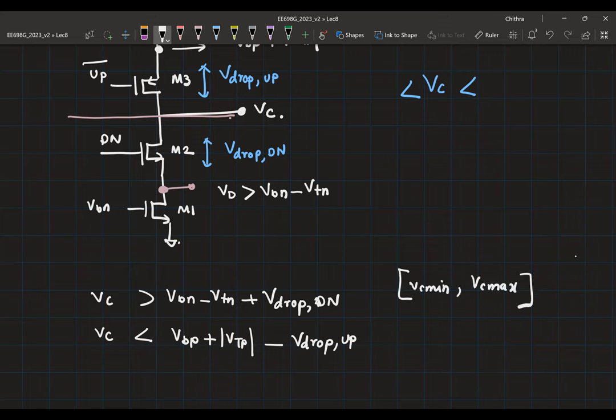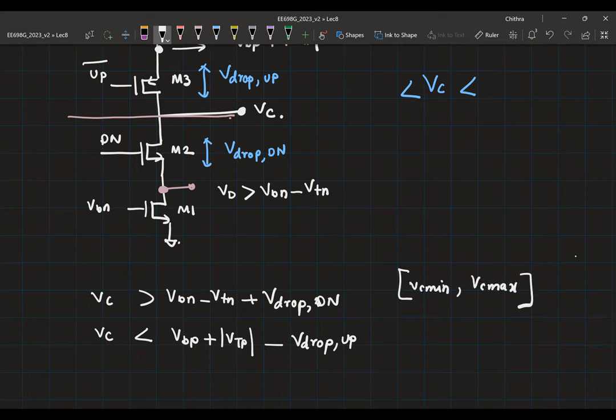I also want to show you what happens if I consider both the up bar and down signal at the same time. So let's say this is my down and I have up bar. I have a falling edge, I have a rising edge, and I have both capacitances, let's say CGD. So this is M1, M2, M3, and M4. So this is CGD2, and I have CGD3, and then a capacitance here.